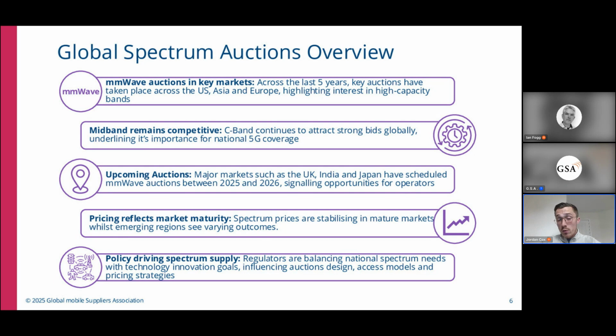And so, in summary, spectrum auction activity remains active and dynamic, with strong global demand for both mid-band and millimeter wave spectrum, even as pricing strategies and regulatory approaches evolve.